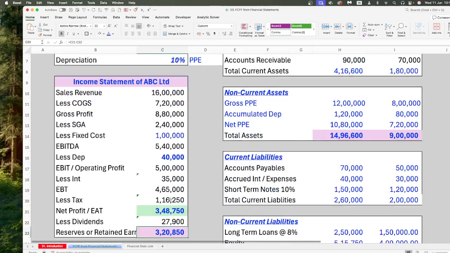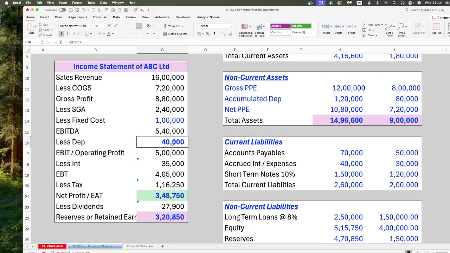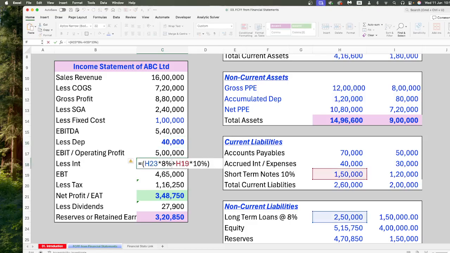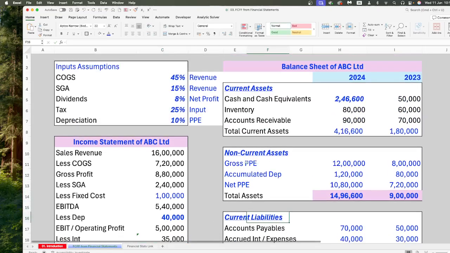And again, when you are creating this, initially we'll assume some arbitrary amount for depreciation and interest. Then later, the depreciation will come from your balance sheet as a difference of the accumulated depreciation. This interest will come from the balance sheet of the current year loan outstanding, for the short term or the long term. I'll quickly go into the balance sheet.